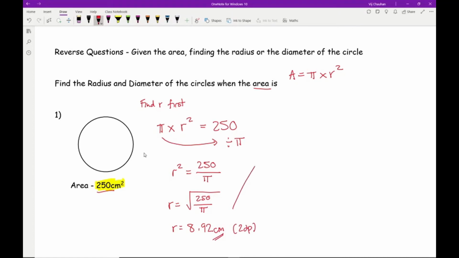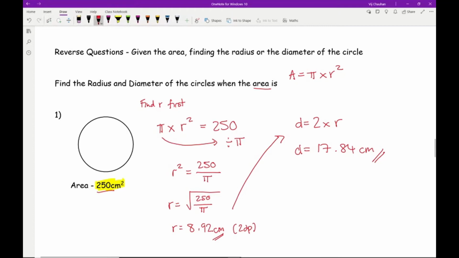Now to work out the diameter, if the radius is 8.92, then the diameter is 2 lots of the radius. So the diameter is going to be 8.92 times 2, which gives me an answer of 17.84 centimetres. So if a question asks you to work out the diameter when they give you the area, you'll need to work out the radius first and then go on to find the diameter. And if it is working out the diameter, it's definitely going to be worth a lot more marks.